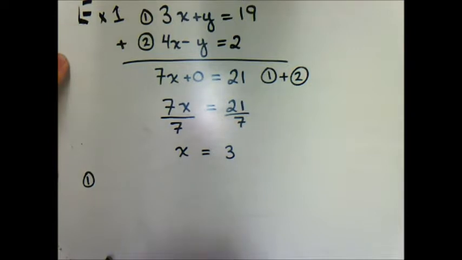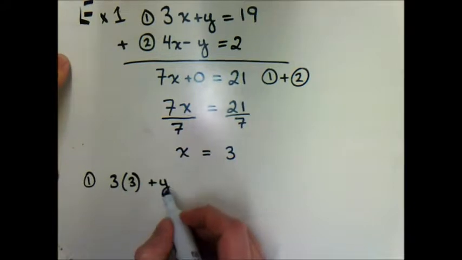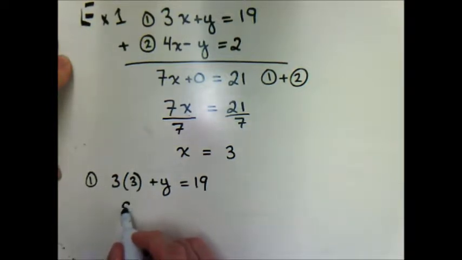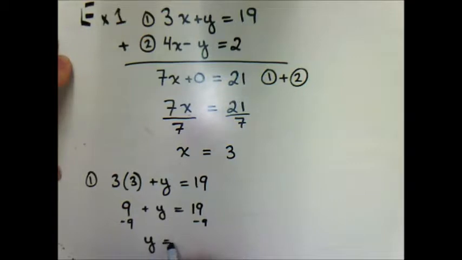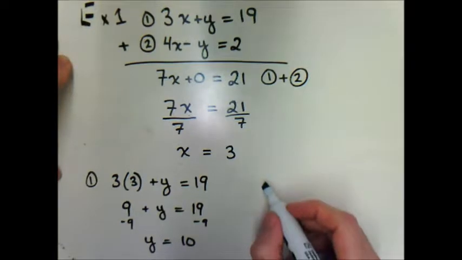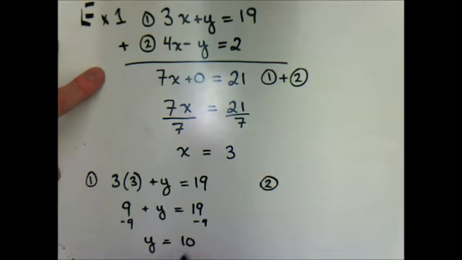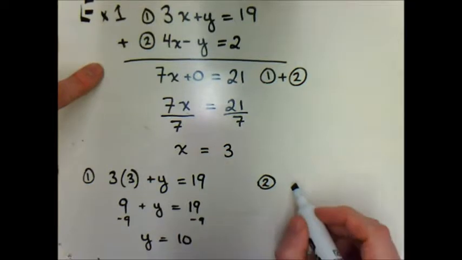So in equation 1, we are going to have 3 times 3 plus y equals 19. We just subbed in 3 wherever we saw an x. And we can do the algebra on this. 3 times 3 is 9 plus y equals 19. Subtract 9 from both sides. y equals 10. In order to check my solution, we're going to do the exact same thing in equation 2. If I get y equals 10, then I have confirmed that I have found the solution to this linear system.